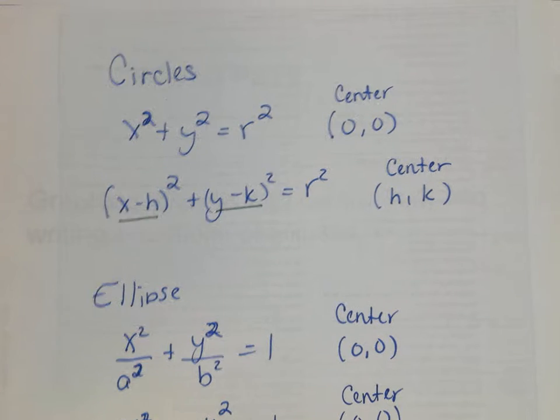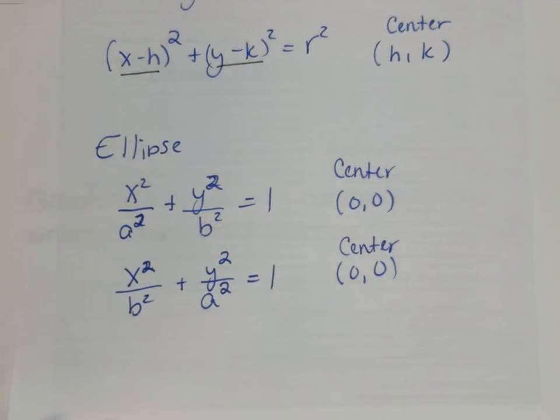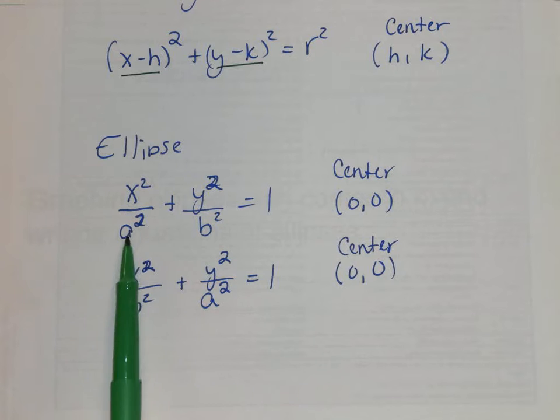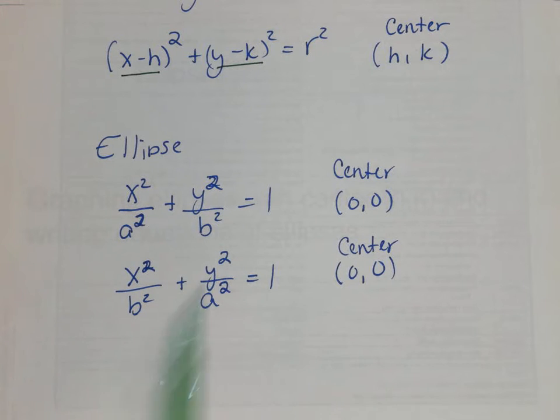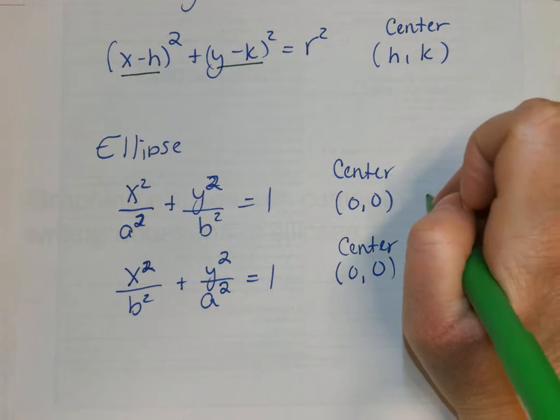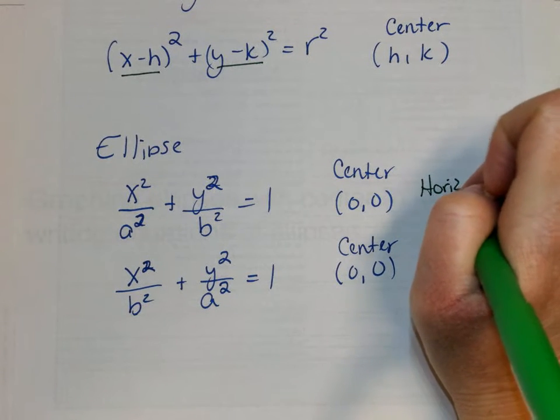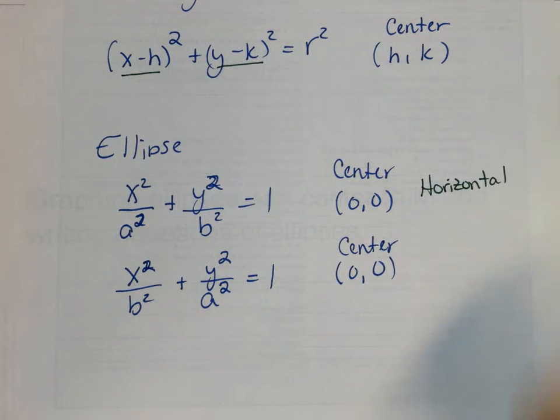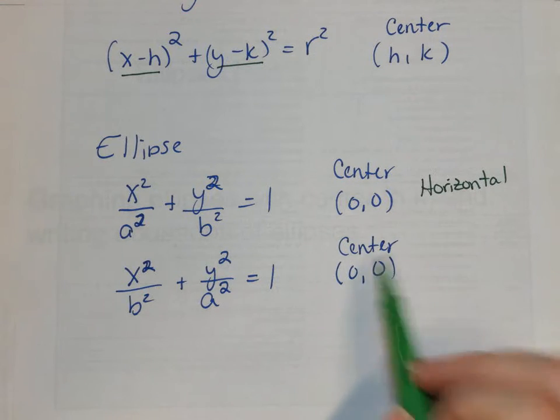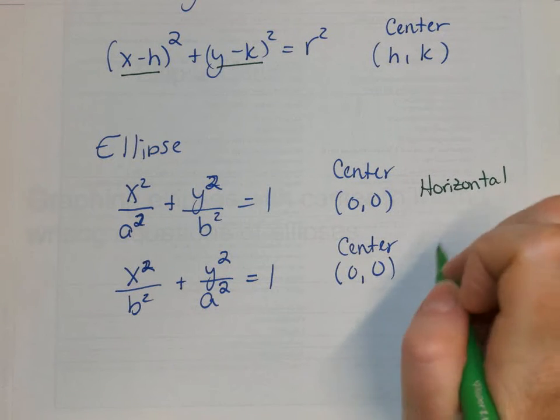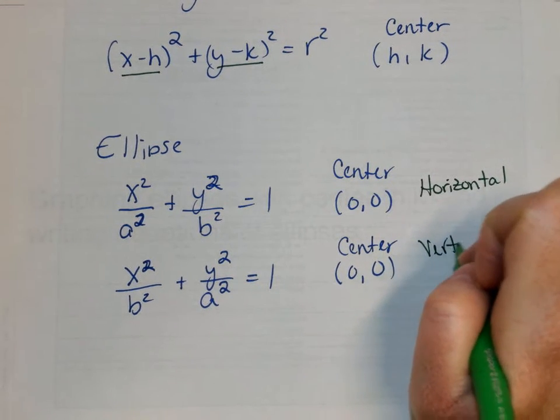Let's take a look at the ellipse equations. Our ellipse equations, x squared over a squared plus y squared over b squared equals 1, made us a horizontal ellipse, and x squared over b squared plus y squared over a squared equals 1. Again, the center of our ellipse was still at 0, 0, but this time we have a vertical ellipse.